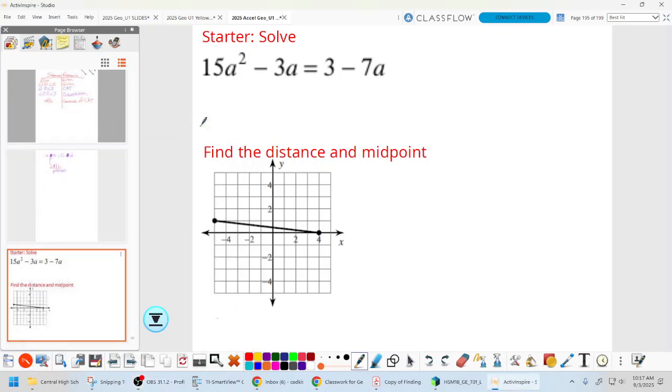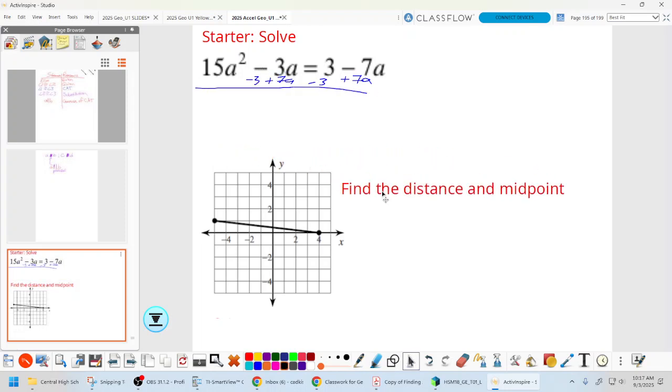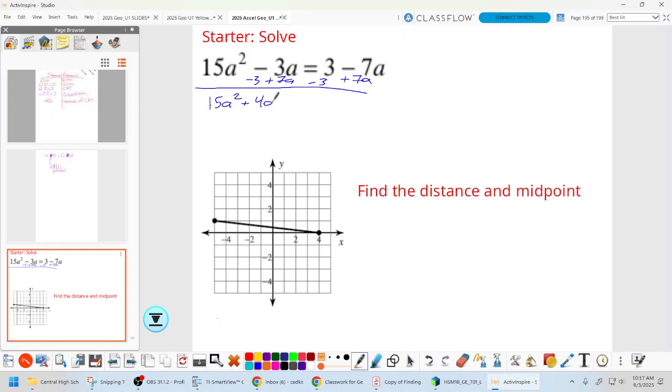Alright, real quick on this. First thing we notice is there is a bx term, so we need to get this set equal to 0. So subtract 3, add 7. A. And let's see, I'm gonna move that over there. And we'll get 15a squared and then plus 4a minus 3. Set up your star and we'll have negative 45, positive 4, and then 15.